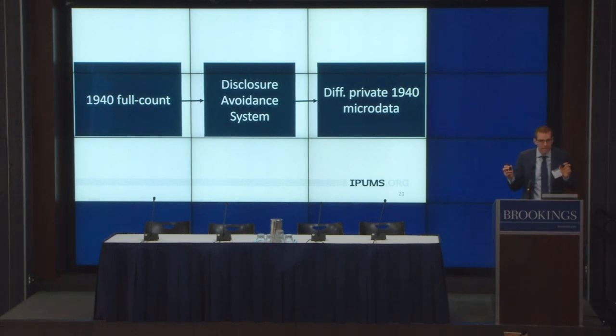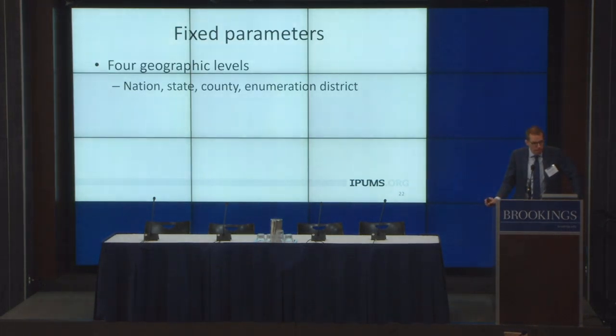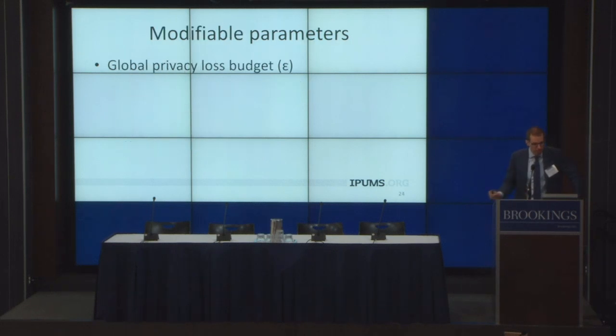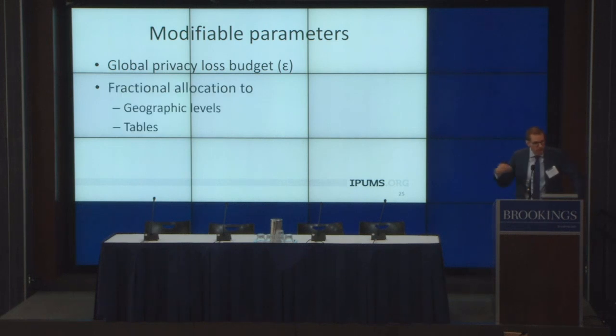That's the true data set, as true as a data set can be, but that's our gold standard that we're comparing against. We feed that through their disclosure avoidance system, or DAS, and the output of that program is differentially private 1940 microdata. The fixed parameters are the geographic levels I mentioned before, and the tables that we have. Modifiable parameters include the epsilon, the global privacy loss budget, the fractional allocations to these information, and then the number of times you run the system.